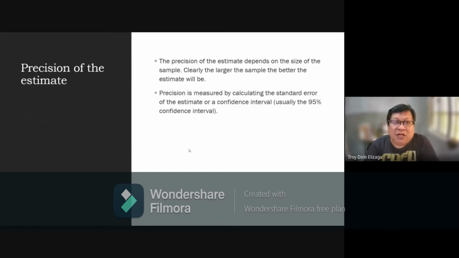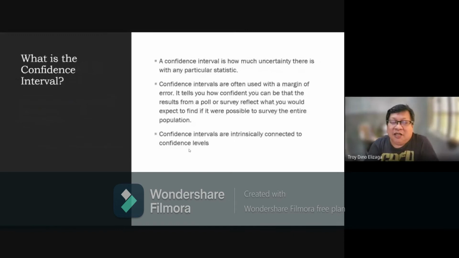Precision is measured by calculating the standard error of the estimate or a confidence interval, usually the 95% confidence interval. So the confidence interval, which we will define in the next slide, has something to do with the range, no? Where we can say that we are confident that the answer is between this lower range and an upper range. Confidence intervals are often used with a margin of error.